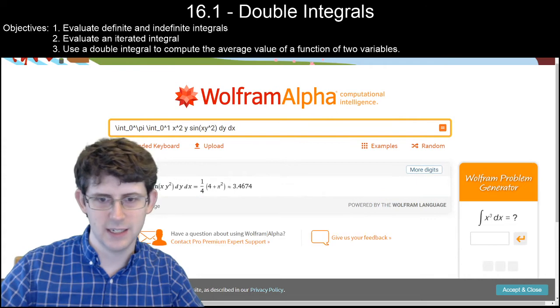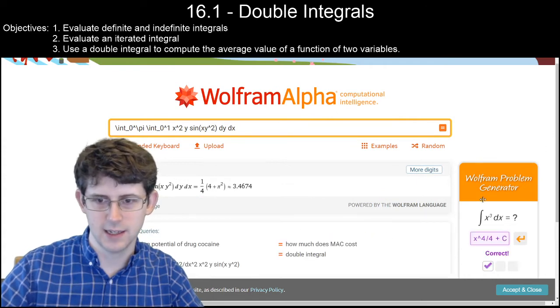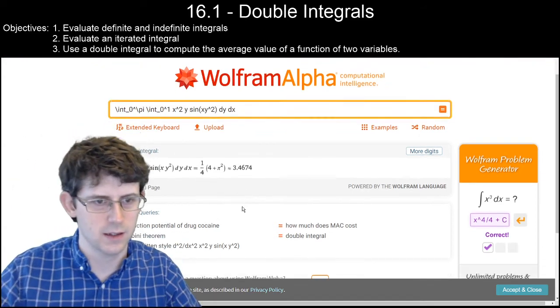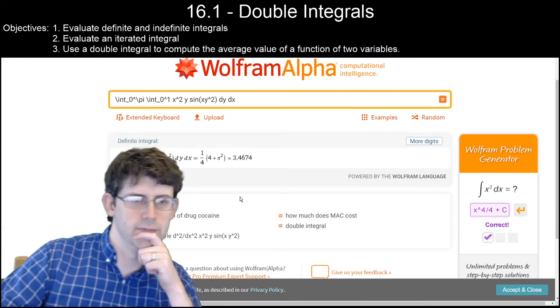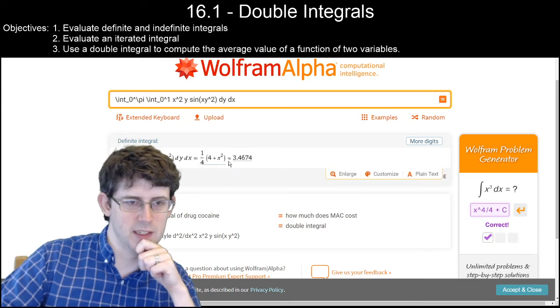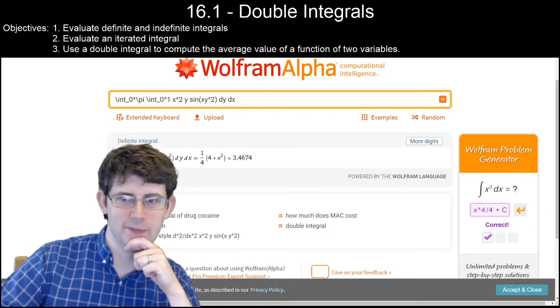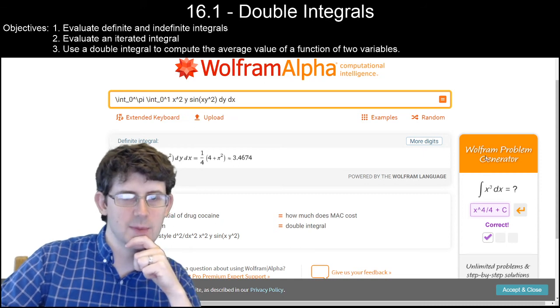What was my answer? My answer that I just got was pi minus a fourth pi squared plus 1. No, this answer is 1 plus pi squared over 4. Well, that's not good. Okay, let's try to find the mistake.